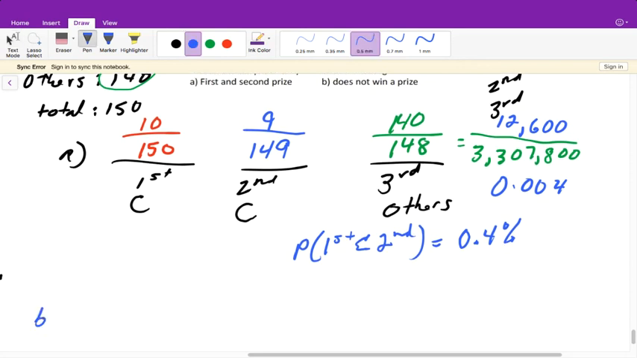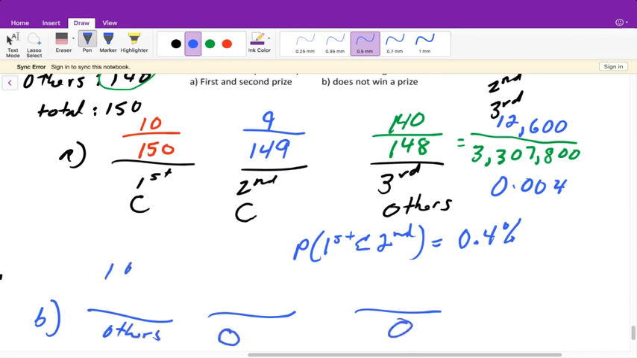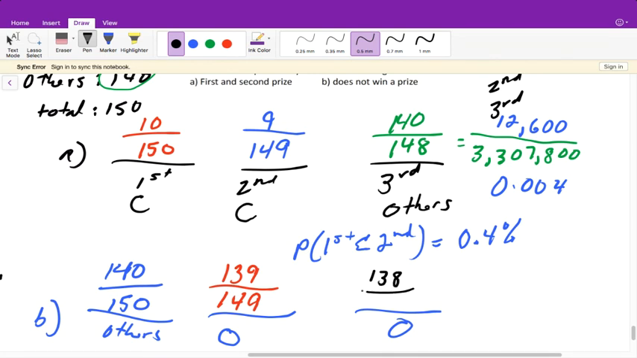So for probability, it's the others on all of these. So others, others, and others. Well, we know there's 140 tickets that everyone else has out of the 150. Well, if we select a ticket that's not Christina's, then that means we selected one of the other tickets, so they're at 139, and the total is now 149. If we select another ticket that's not Christina's, same thing. Their total goes down to 138, and that means there's a total of 148. We will go ahead and multiply these.